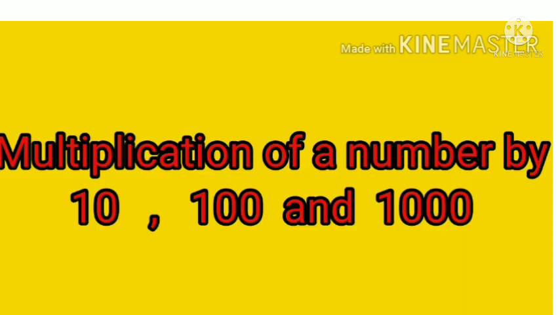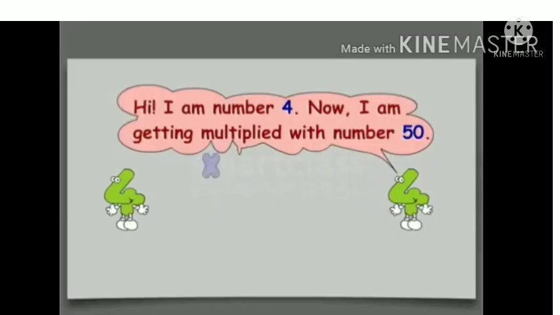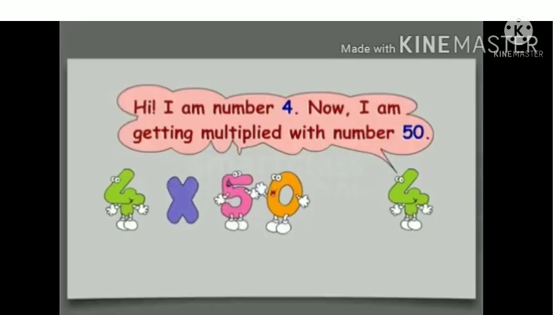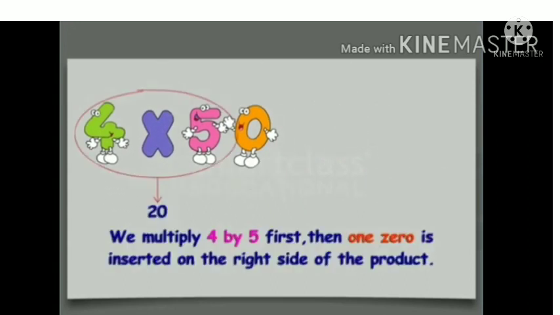Next is multiplication of a number by 10, 100 and 1000. By 10, 20, 30 and so on till 90, multiply the given number by 1, 2, 3 and so on till 9 respectively, and insert 1 zero on the right side of the product. Hi, I'm number 4. Now I'm getting multiplied by number 50. We'll multiply 4 by 5 and then insert 1 zero on the right side of the product.